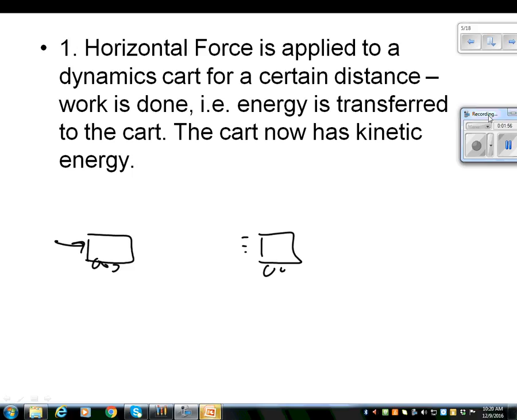Will that cart eventually slow down? Yes, it will. How come? Friction. Where does the energy go? Heat. I pointed you because I knew the answer. I knew you knew the answer. It's transferred as heat, exactly.